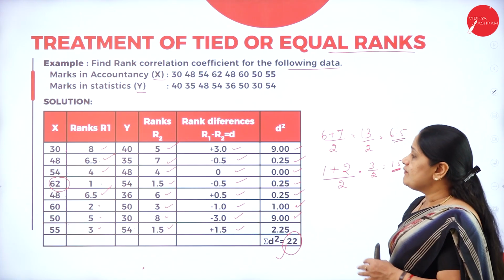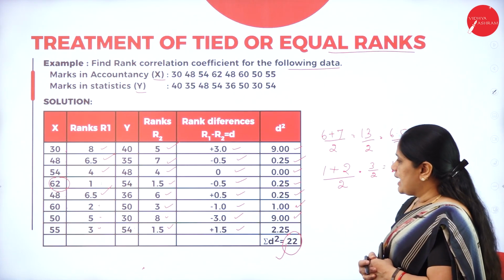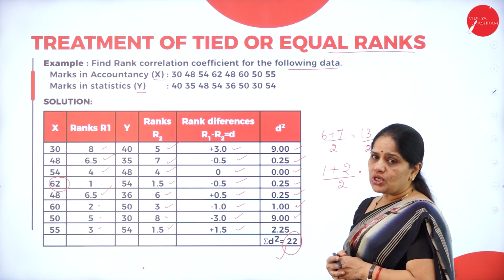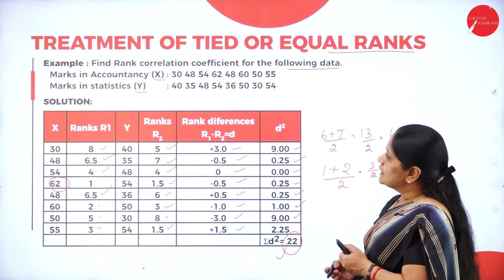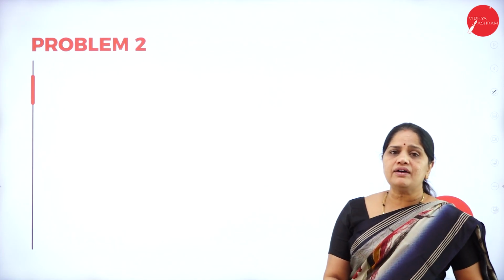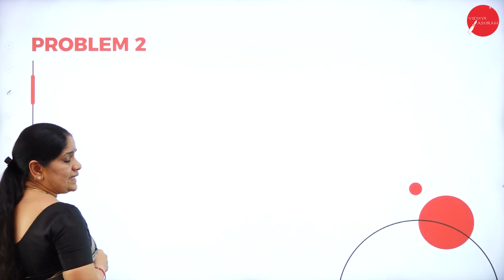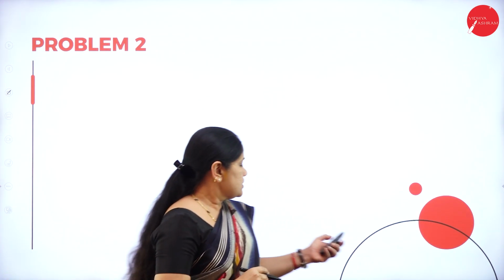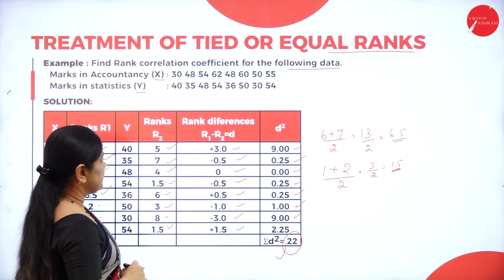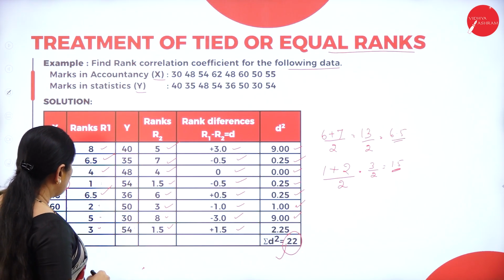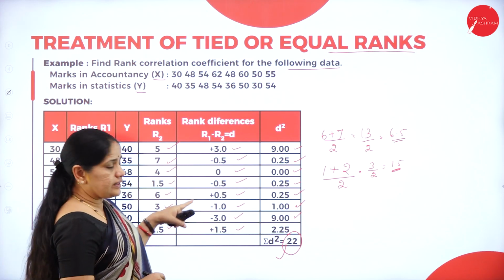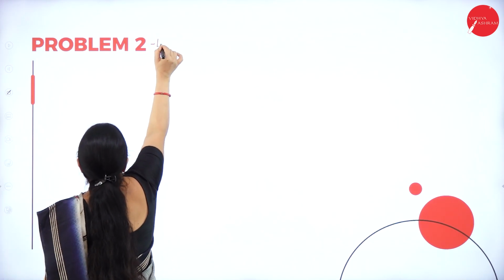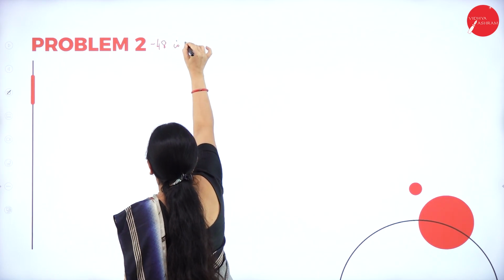So in this way we have the table with us. Now with the help of the table we will be able to solve the problem. First thing is we have to write the formula for the problem. In this problem we have seen that there are two numbers which are repeating. If you can see this slide, 48 is repeated and 54 is repeated.